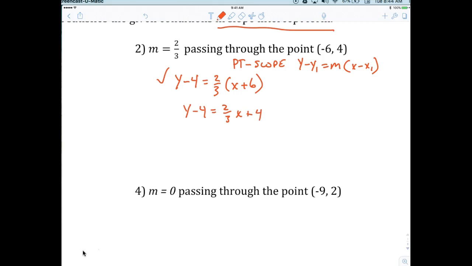Now, if you don't like that, you can go 6 divided by 3, which is what? 2, and then 2 times 2, which is what? 4.